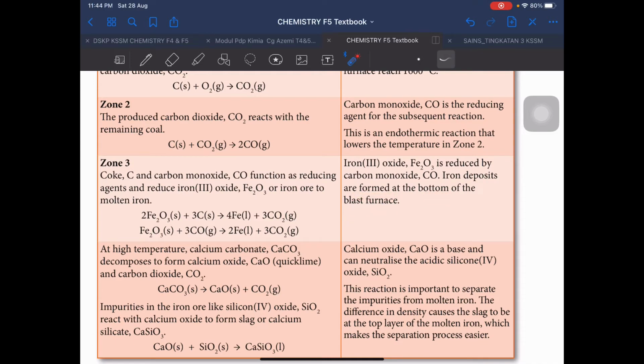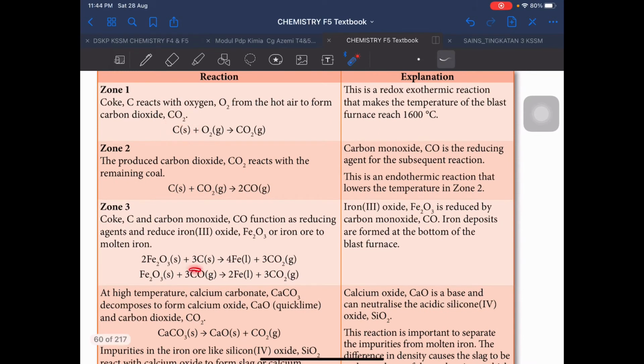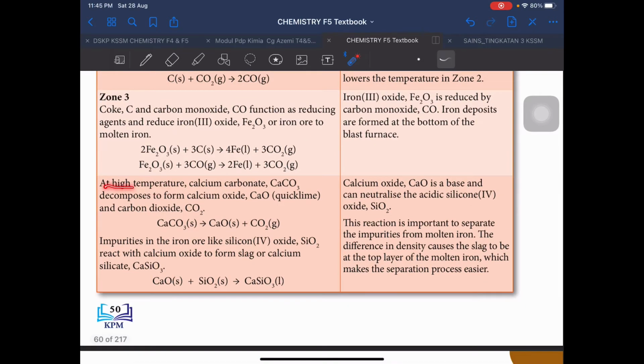Ingat, we have the coke daripada awal-awal lagi here, and we have the carbon monoxide from the second zone react with our ore to produce ini. Banyak kegunaan ni besi, kan? Buat kereta pun boleh. At high temperature, calcium carbonate, kan?